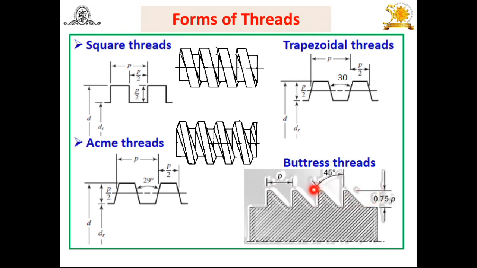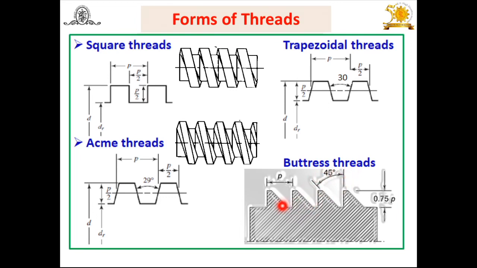Then another thread form is the buttress thread. In the buttress thread, you will find it's a combination of square and inclined. Square means a vertical edge, the one edge here. Look at this one. And the second one is inclined. In Acme and trapezoidal, this is inclined at 30, but in this case the inclination is 45 degrees. That means it is a combination of square and trapezoidal or Acme, but the angle made here is 45 degrees. Buttress thread also has some advantages and some limitations. What are the advantages of this thread? It has higher efficiency than the trapezoidal. It's economical to manufacture. And axial wear can be compensated by using the split type nut.